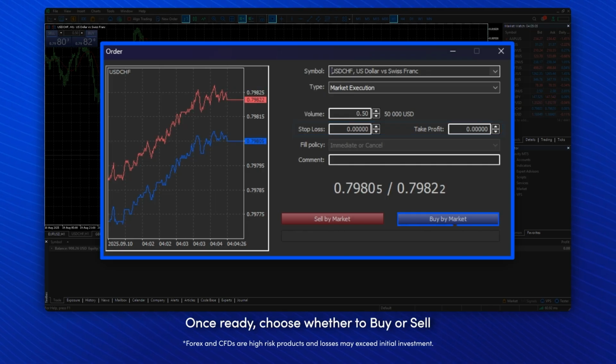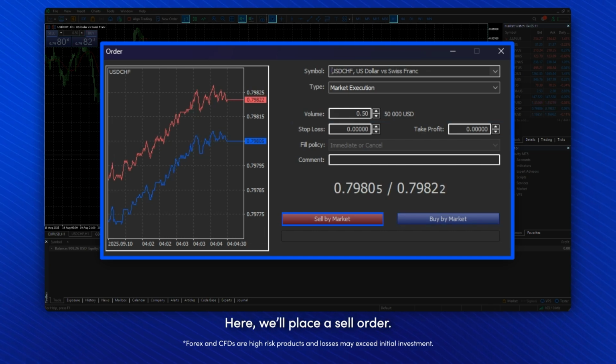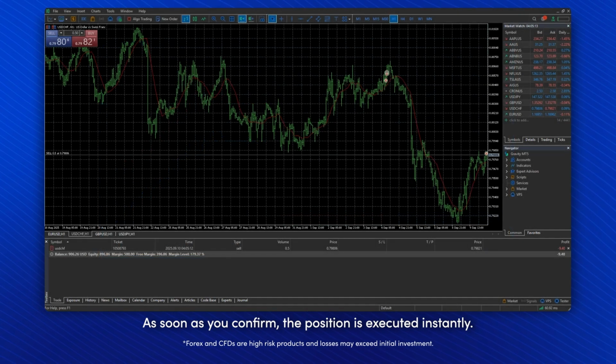Once ready, choose whether to buy or sell depending on your market outlook. Here, we'll place a sell order. As soon as you confirm, the position is executed instantly.